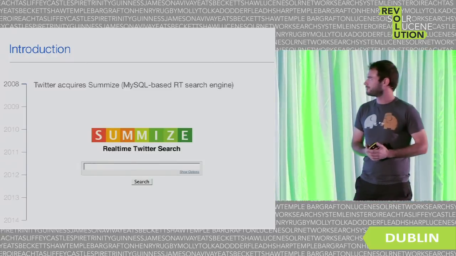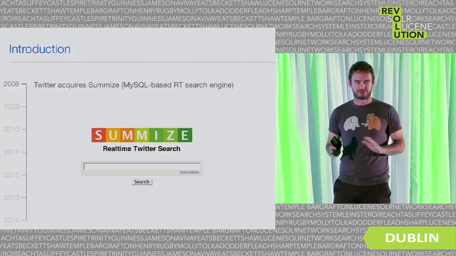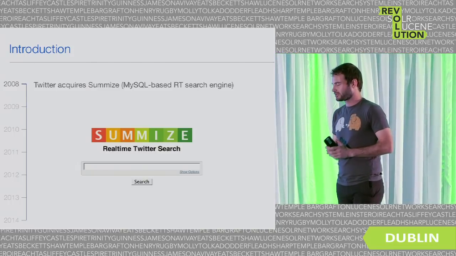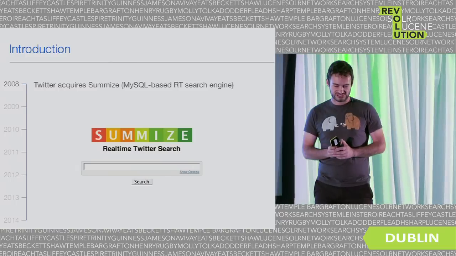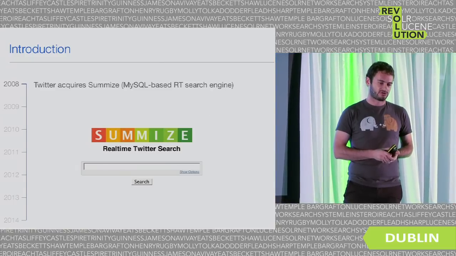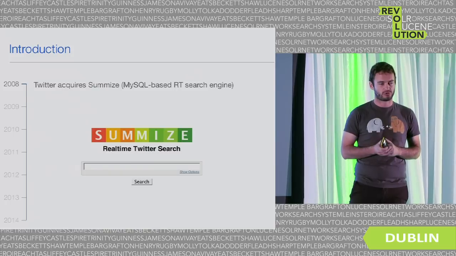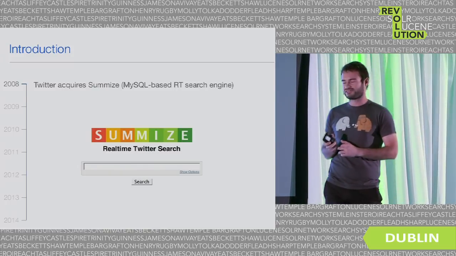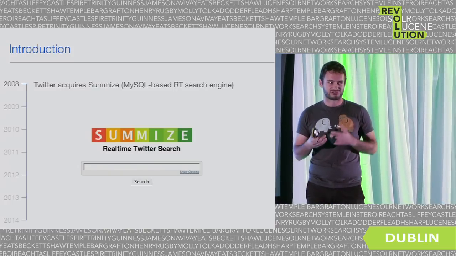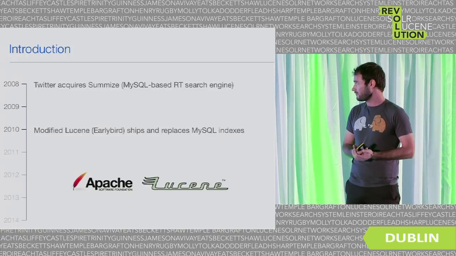All right, so in 2008, Twitter didn't really have any search yet. Twitter was pretty small still. And Twitter acquired a small company called Summize. It was a small startup, only a few people worked there, and they worked on different technologies. One was actually a real-time search implementation specifically for tweets. And that was interestingly based on MySQL, which is not really a text search engine, but it worked pretty well.